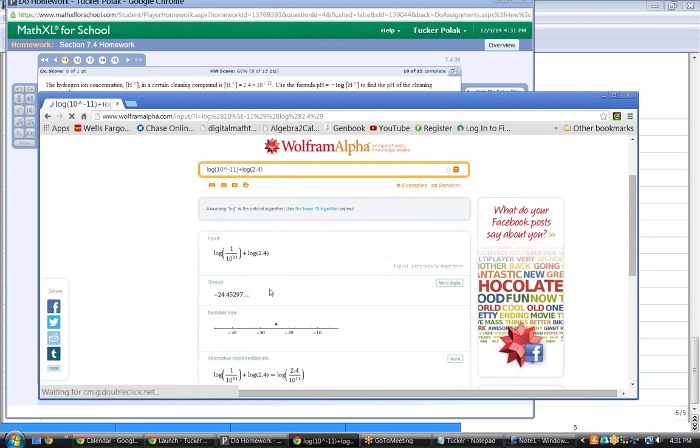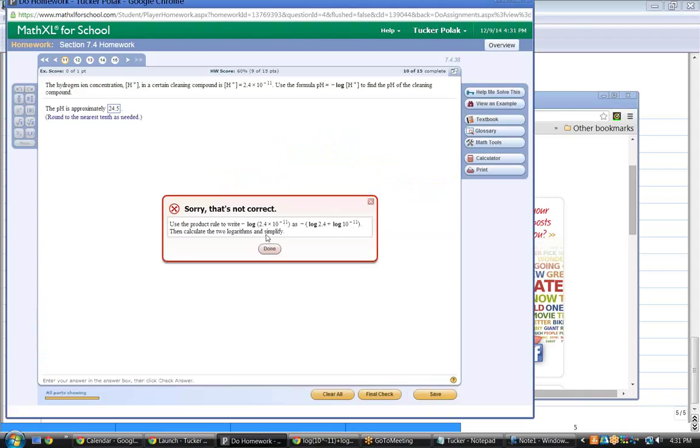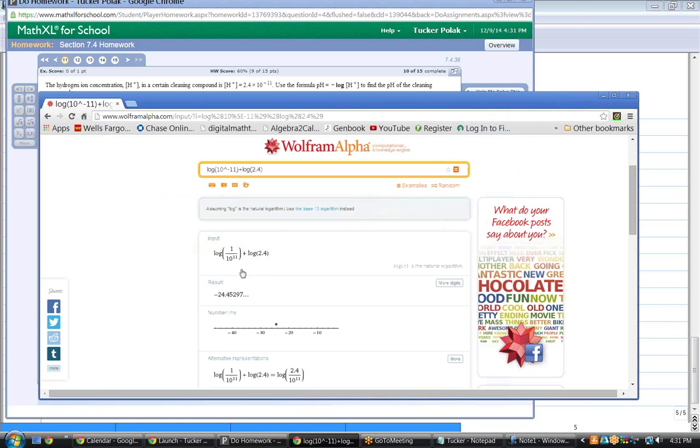Okay, that's the sum, but then we need to take the negative of that. No, that's what I did last time. They didn't like my answer. In other words, look what they're telling us to do. Use the product rule to write that as the negative of the log of 2.4 plus the log of 10 to the minus 11th. Well, if that's equal to minus 24.45, and then I apply the minus sign to it, it turns into 24.45, or 24.5 when rounding up.